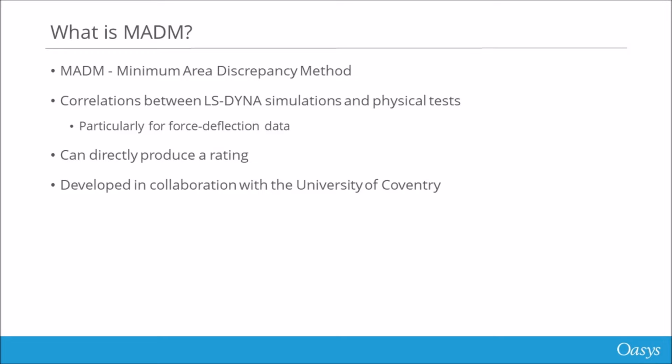MADM stands for Minimum Area Discrepancy Method, and is ideal for correlations between LS-DYNA simulations and physical tests, particularly when a force-versus-deflection relationship is of interest. MADM offers benefits over other correlation methods as it can directly produce a rating with just force deflection data. MADM's correlation criteria uses an area method, aiming to maximize area overlap.